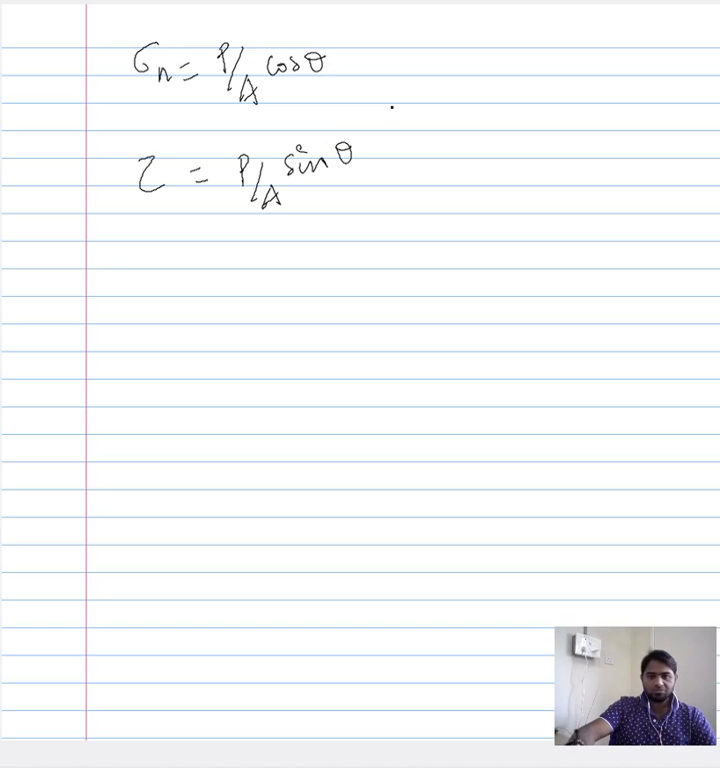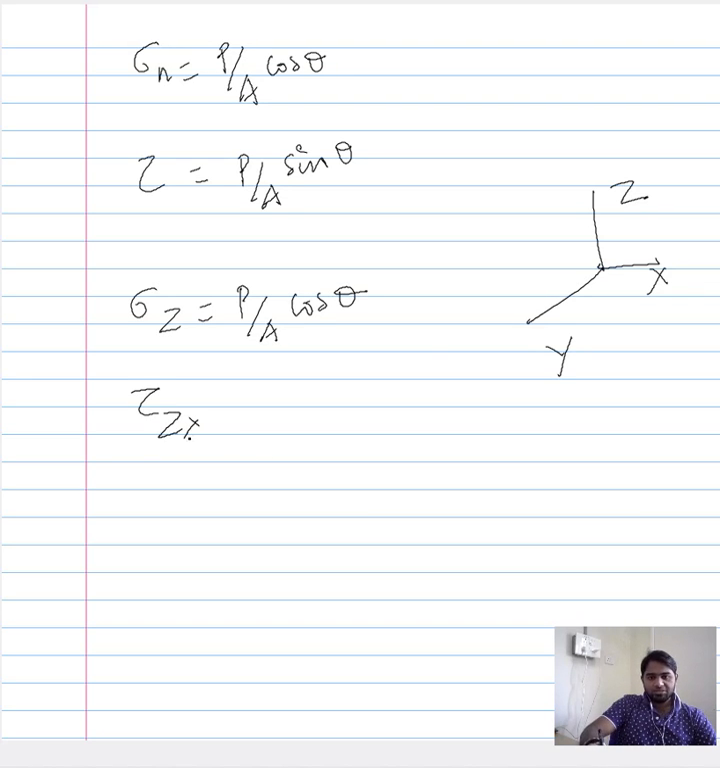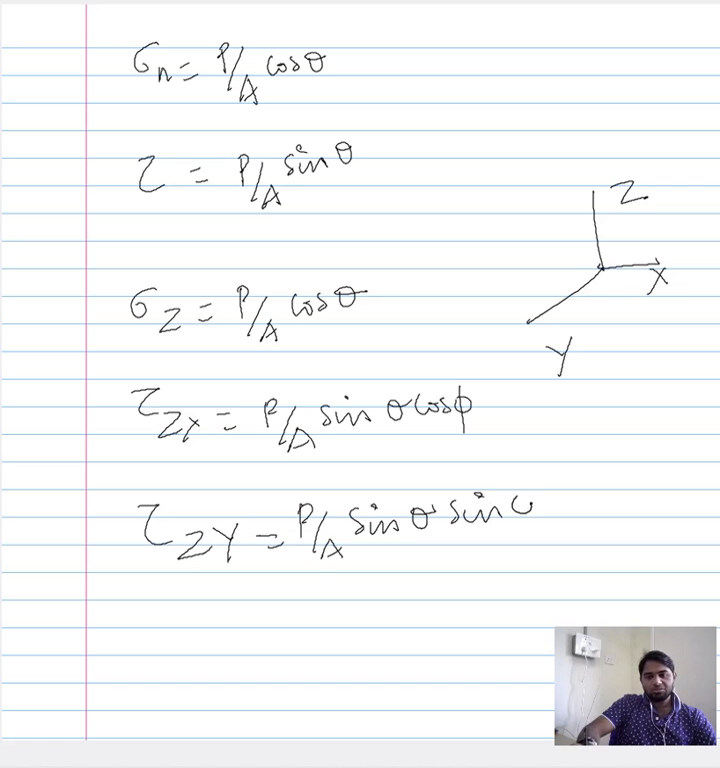So for a uni-axial loading condition, and for a reference frame with z, x and y axes like this, we saw that the 3 components of stress experienced by a region within a 3-dimensional setup under uni-axial tensile loading are expressed as: sigma z equals P by A cos theta, tau zx equals P by A sin theta cos phi, and tau zy equals P by A sin theta sin phi.